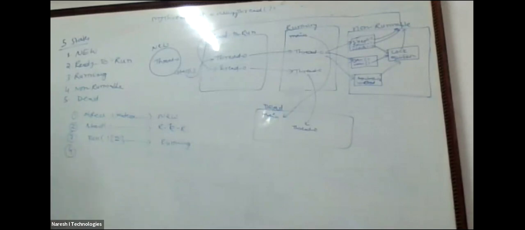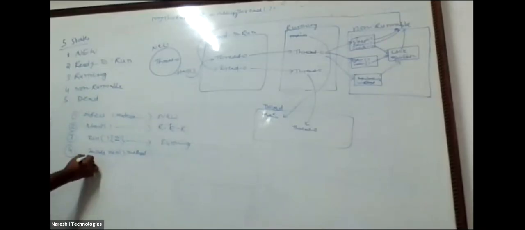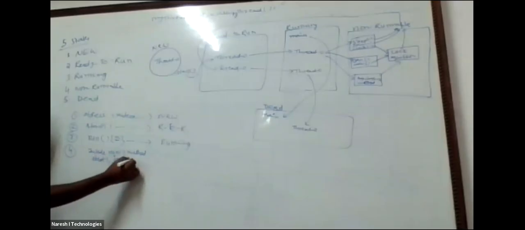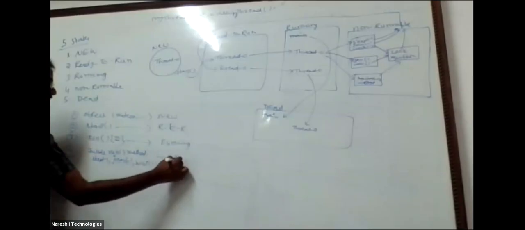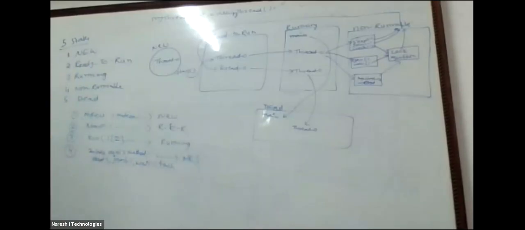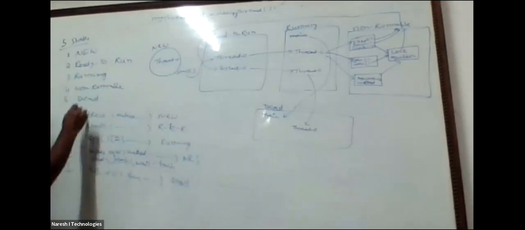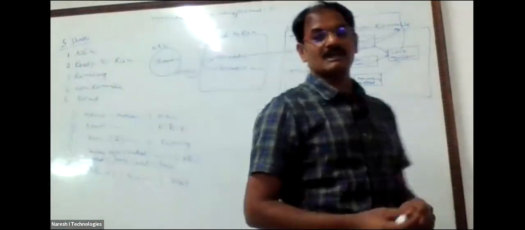Then fourth, when the thread is in the non-runnable state: inside the run method, when we call sleep with time, join with time or no time, wait with time or no time, and then what? Synchronized method. Then the thread is in the non-runnable state. Then when the thread is in the dead state: after the run completed, the thread is in the dead state. So these are the 5 states you should notice carefully. You should understand this theory, then the program is easy.